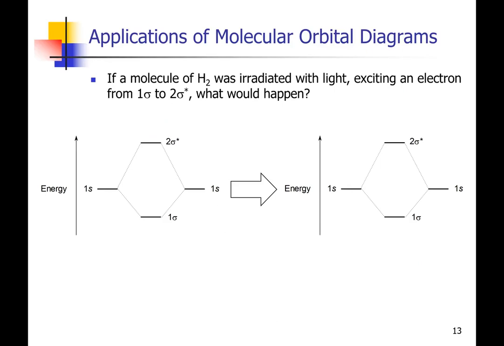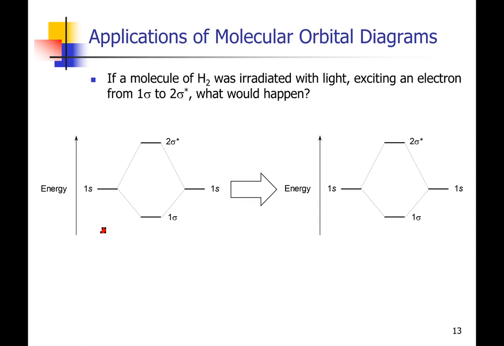So many of you are likely aware that if a molecule is hit with high enough energy light, the bond can break. Why is that? Well, we're going to use our MO diagram to answer that question. So we have the framework for the hydrogen MO diagram already drawn out for us, but what it's still missing is the electrons. So we'll start by adding those in.